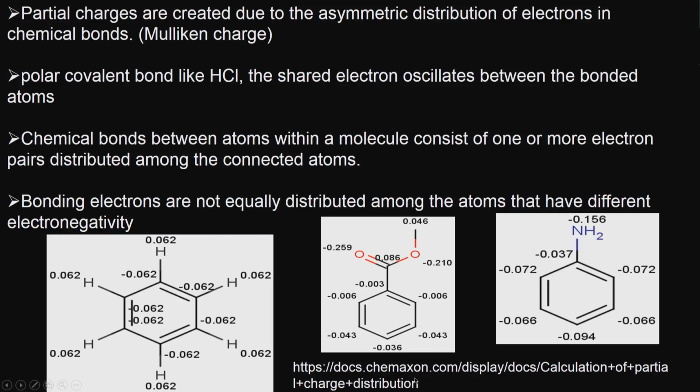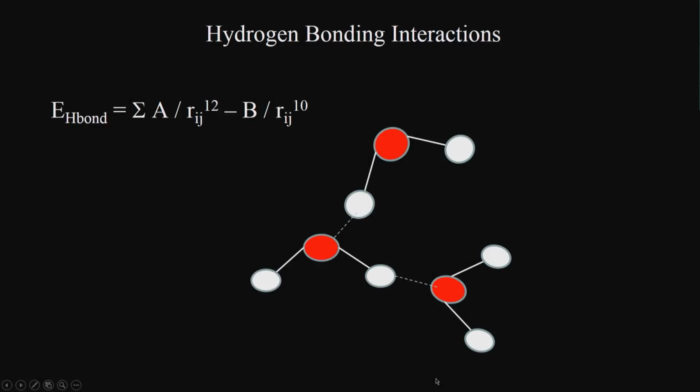Okay, there are softwares, for example this particular software, it can calculate the charge distribution if I put in a molecule. Okay, we will look at it at some point, but this particular software called Chemaxon, it can give you the charge distribution here. Okay, hydrogen bond, that is a very important term, because many ligand protein interactions are based on hydrogen bond.